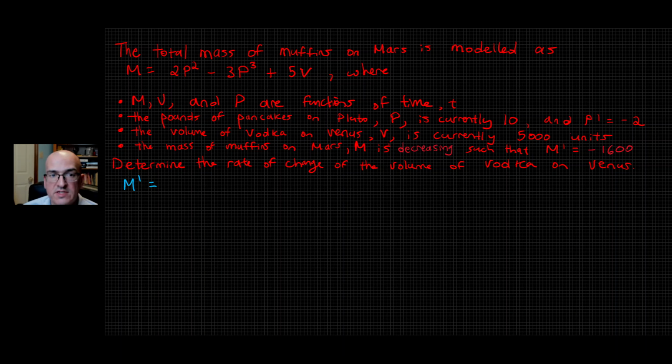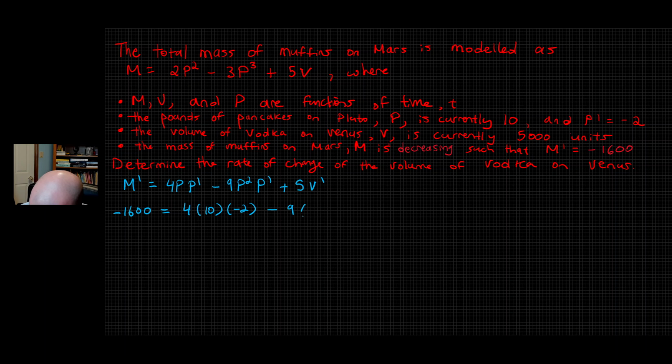Treating each of these as functions, because it says that they're functions of time, so we have to take implicit derivatives. Derivative of 2p squared is 4p to the power of 1 times p prime. Derivative of 3p cubed is 9p squared times p prime. Derivative of 5v is 5v prime. Now we can sub in the data. It says that m prime is -1600. It says that p is 10. It says that p prime is -2.